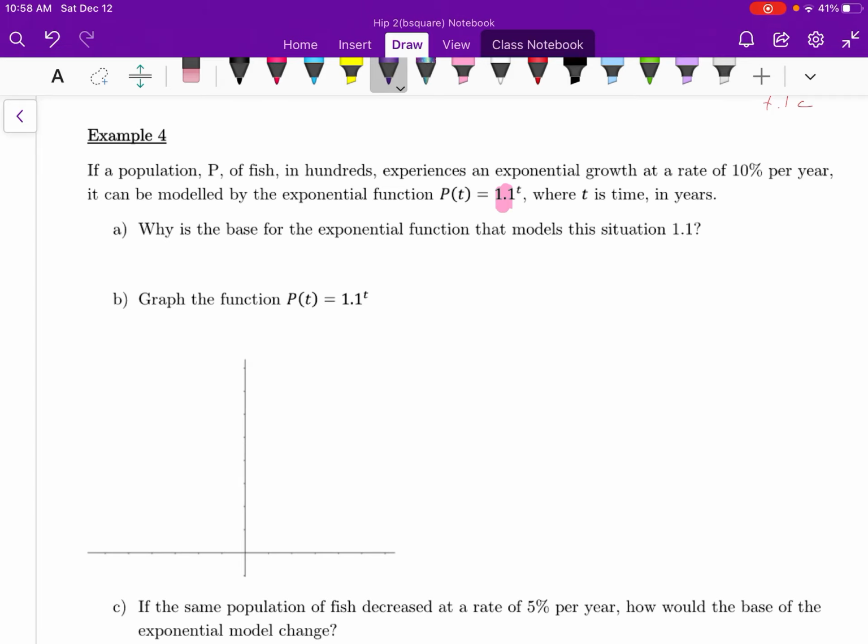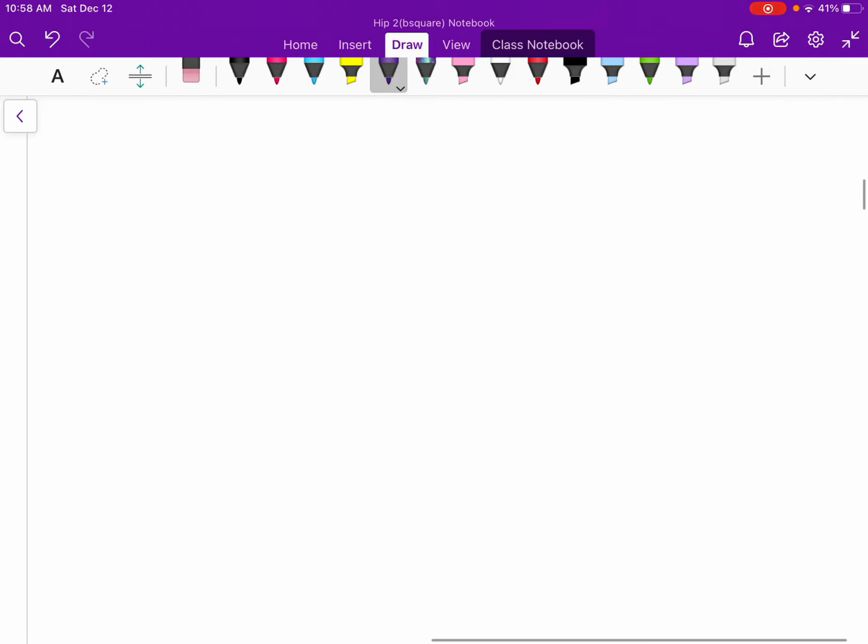And when I say base, I really mean the number right here. So we're growing at 10%. Now I'm just going to switch over to the side. Suppose we're not talking about fish. Suppose we're talking about a population, and my town is Lorette, Manitoba. A great town.